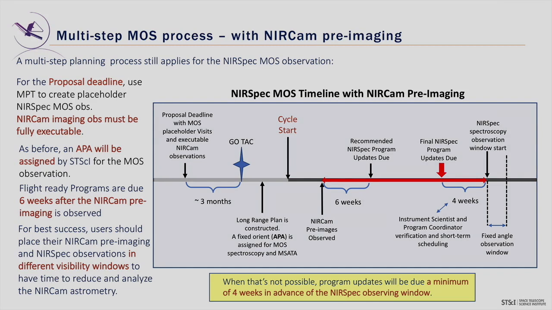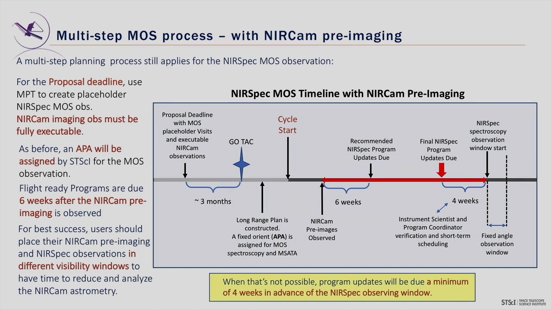If it's not possible to separate those observations into the two visibility windows, then at the very least, you must have a program update due 4 weeks in advance of the start of the observing window for the NIRSpec.